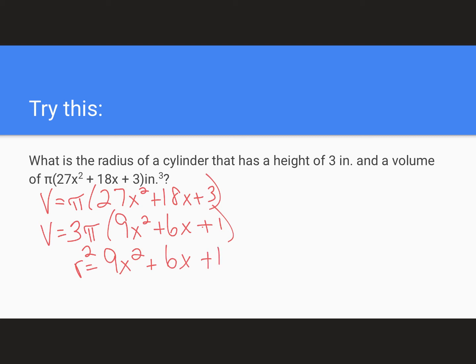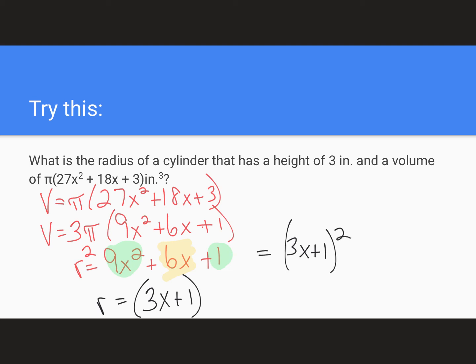Again, I'm looking and I see 9x squared is a perfect square. 1 is a perfect square. And 6x is the square root of each times 2. So that means that the radius is 3x plus 1, because this is (3x plus 1) squared. Okay? So that is the radius of that one.